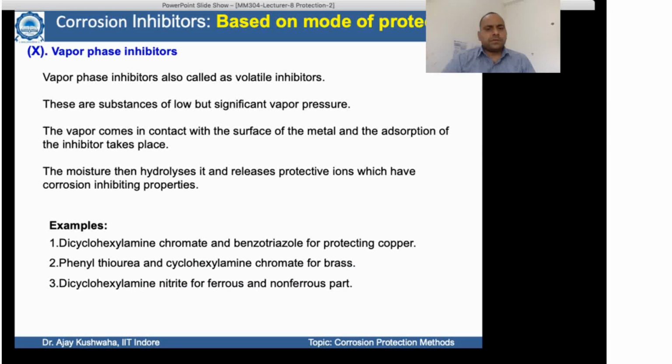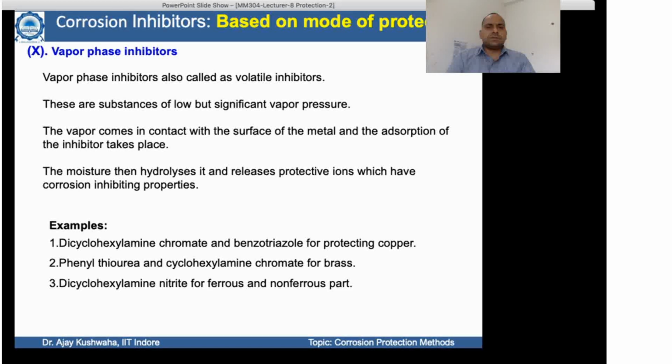Examples could be dicyclohexylamine chromate or benzotriazole for protecting copper. Similarly, phenylthiourea and cyclohexylamine chromate for brass. So similarly, these kinds of different vapor-based inhibitors can also be used. So this was the brief understanding about the inhibitors.